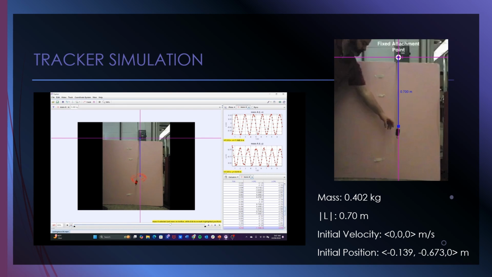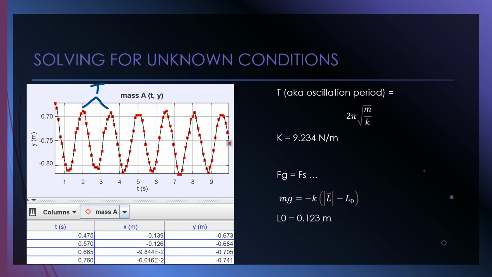Now solving for unknown conditions. So looking at the top of our little graph right here, for example, this is the mass, and then this is Y. So we're looking at Y on our Y-axis, and then we're looking at time on our X-axis right here. And basically at the top of these peaks, we're saying that is our T, or our oscillation period, which can be found by the following formula. We then use that to calculate that k should be 9.234 newtons per meter. And then by setting the force of gravity and force of spring equal to each other and solving, we are able to get the L naught length to be 0.123 meters.